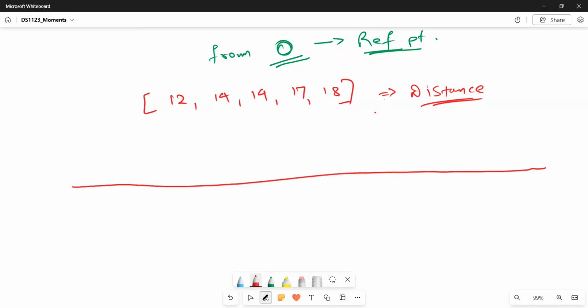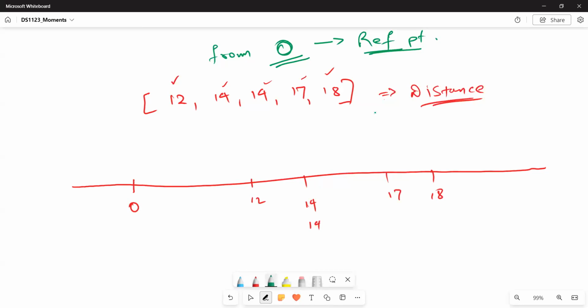So here, if I take one point as 0, I can plot these points on this number line. Let's say this is 12. Moving on, next is 14. Another one is also 14. Then we have 17 and 18. So these are the points on this number line.